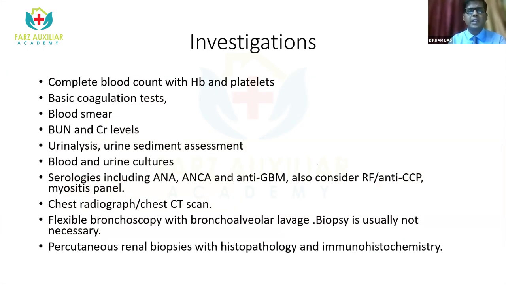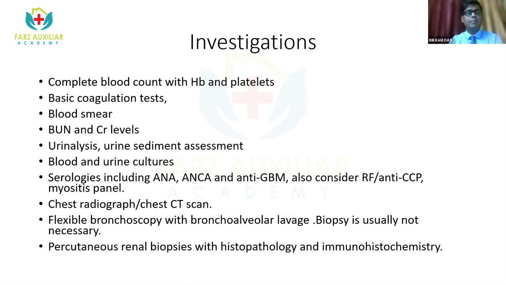How to investigate? Investigations are the usual, common investigations. Send a complete blood count with hemoglobin and platelets, do the basic coagulation tests, and a blood smear to look for schistocytes or microangiopathies. Look at kidney function, do creatinine and BUN, and also do urinalysis and urine sediment assessment. Blood and urine cultures are very important because we need to rule out infections. Infections are the great mimickers, I will always say this. So do blood culture and urine culture. Good volume blood culture is a must. Serologies including ANA, ANCA, anti-GBM, and also rheumatoid factor and anti-CCP antibody will help in diagnosing this case.